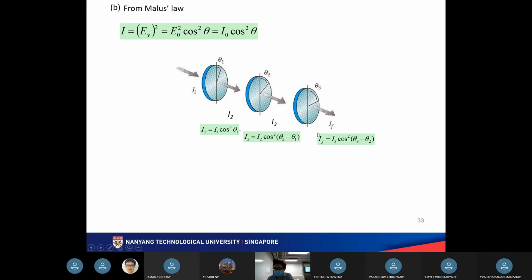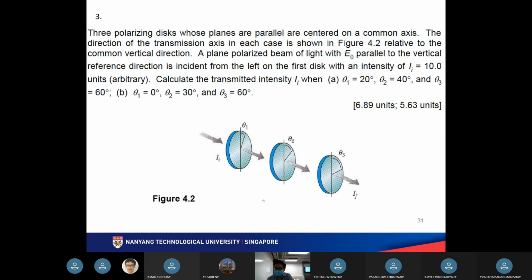So you can say for both cases, theta 3 is 60, okay? For both cases, theta 3 is 60. Which means the final output light's electric field is oriented along theta 3. So the final output light's electric field direction is the same, but because the polarizers are put in different ways, the outputs are different.